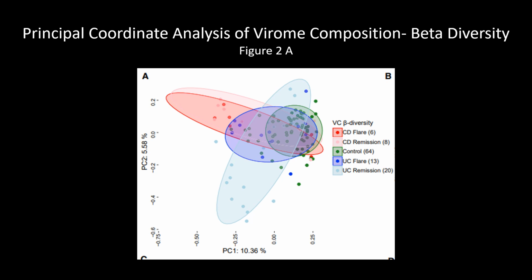The separation between flare and remission states is minimal, but this could be due to the small sample size. This also suggests that virome alterations in IBD patients persist regardless of the disease state, meaning the viral composition may be a stable feature of IBD. The PCoA without the division of relapse or remission status showed that Crohn's disease and ulcerative colitis beta diversity significantly differed from the healthy controls.